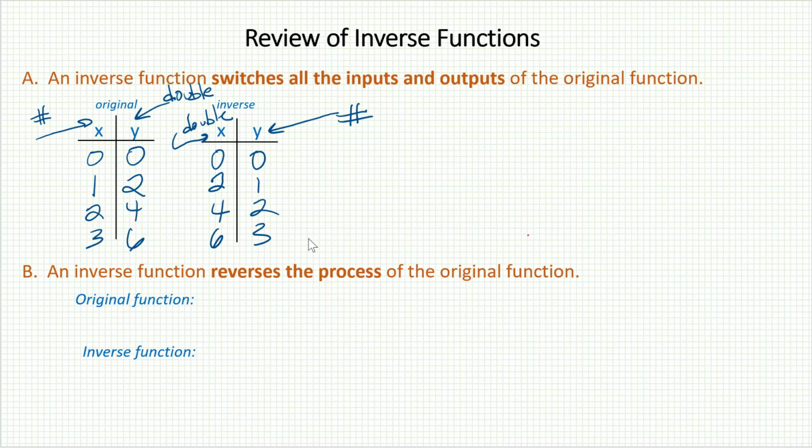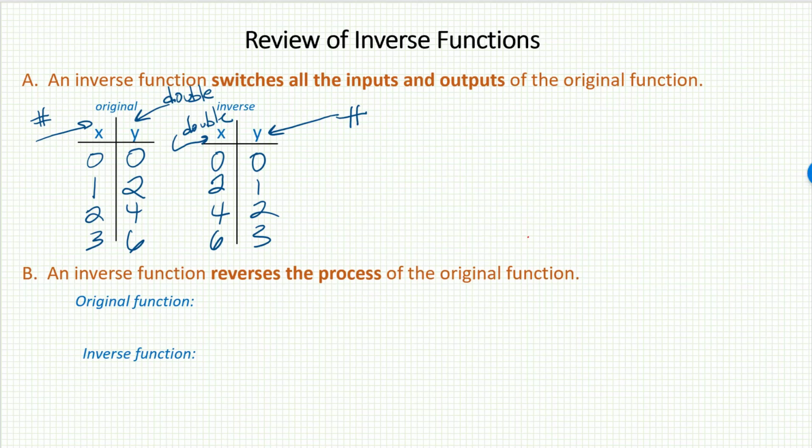Another way you can look at it is this. An inverse function reverses the process of the original function. Using our same example, the original function could be written f of x equals 2x. This is the function where if you stick in a number, it will multiply that number by 2. It will double it. Well, what would be the equation of the inverse function?